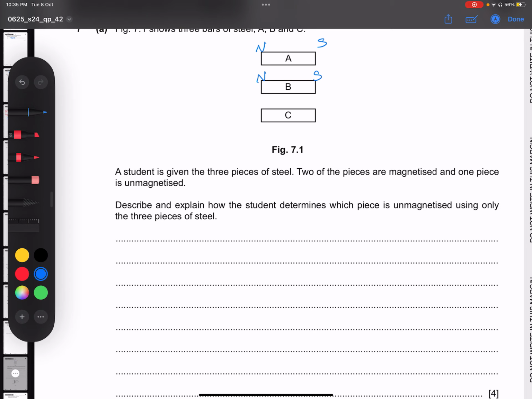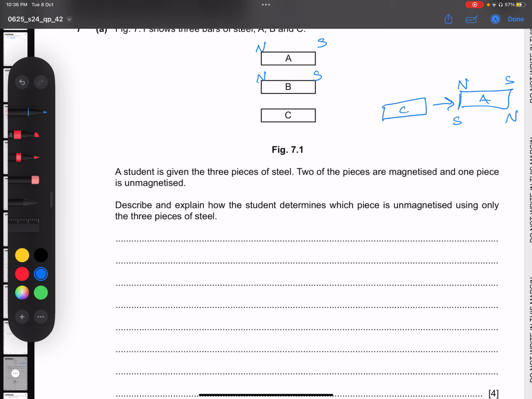So first, what you would do is you would bring one of the pieces of the material to the other piece, and you would see that if both of them attract on both sides, one of them is unmagnetized. You understand? For example, C is the unmagnetized one and you bring A next to it. No matter A has north here or south here, or south here and north here, C would still attract, since it is an unmagnetized material and it would magnetize either way and still attract.